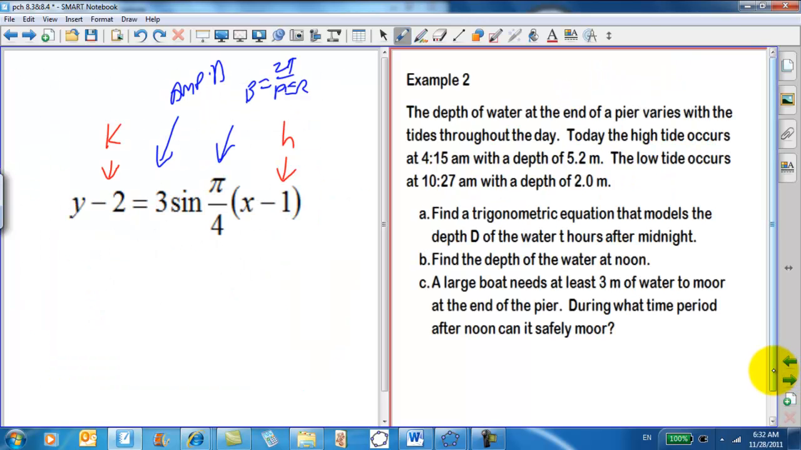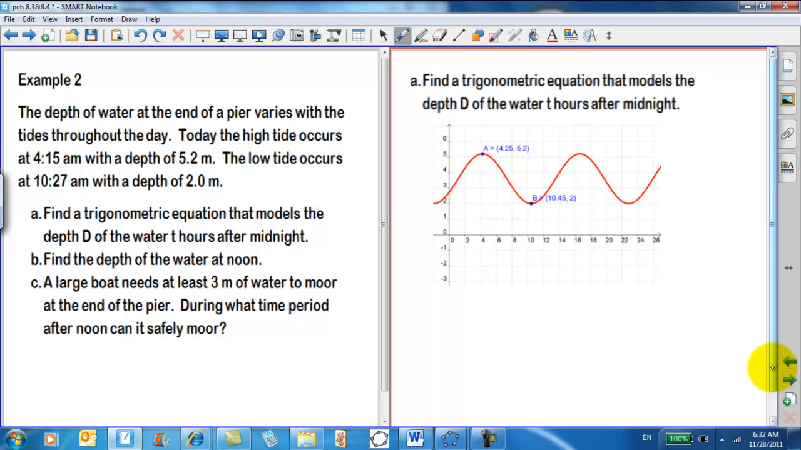Okay, now let's look at a word problem. The depth of water at the end of a pier varies with the tides throughout the day. Today, the high tide occurs at 4:15 a.m. with a depth of 5.2. The low tide occurs at 10:27 a.m. with a depth of 2. So let's incorporate these into a graph. Find the trig equation that models the depth of the water t hours after midnight.